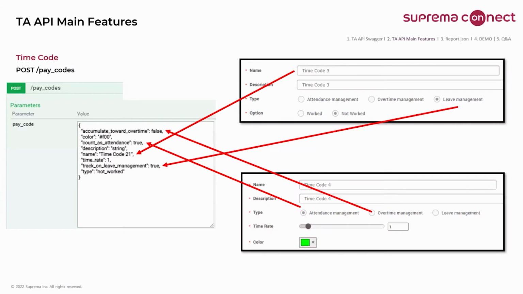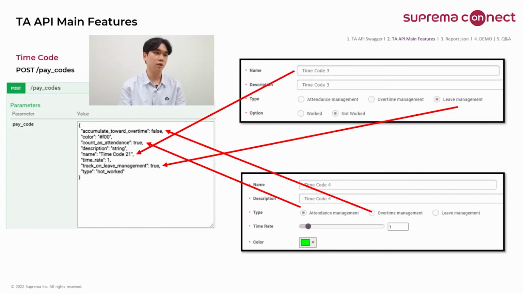Let's take a look at post timecode API. This API creates a timecode for you. As an input, you provide some required settings such as attendance management, overtime management, leave management, timecode name, and more. You can see in the input that you must put in the timecode name and also attendance management. The names can be a little different on the request body in your Swagger, overtime management, and leave management.